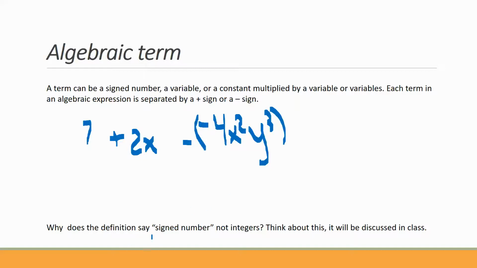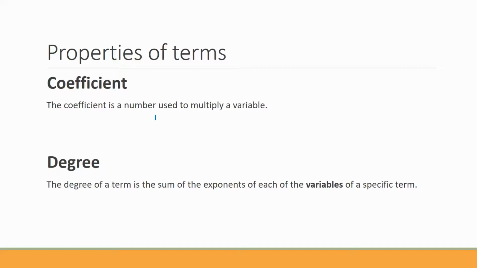Something you're going to talk about in class: why do you think it says signed numbers and not integers? Think about what is in integers that probably is not in signed numbers. The properties of terms. The coefficient is the number that is used to multiply a variable. So in 2x cubed, 2 is the coefficient.